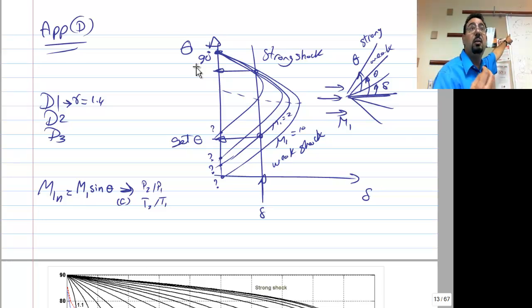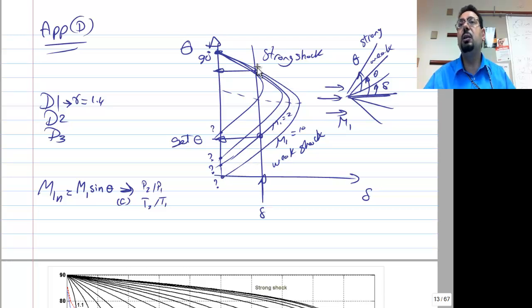Why do you need theta again? Why do you need the theta? Because of M1 normal. Because you want to calculate M1 normal so that you can use the normal shock table. So reading delta here, what are all those graphs for? Those are for different M1. Okay? So knowing M1 equal to 2, for example, you will be able to calculate theta.